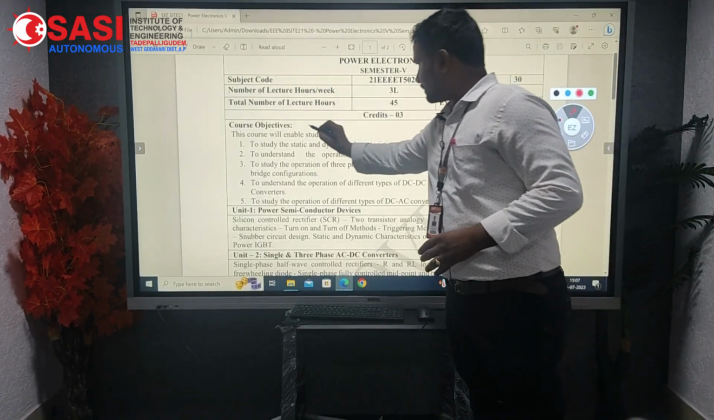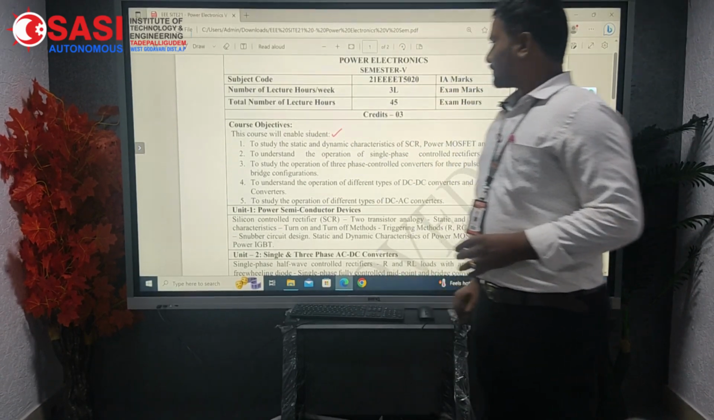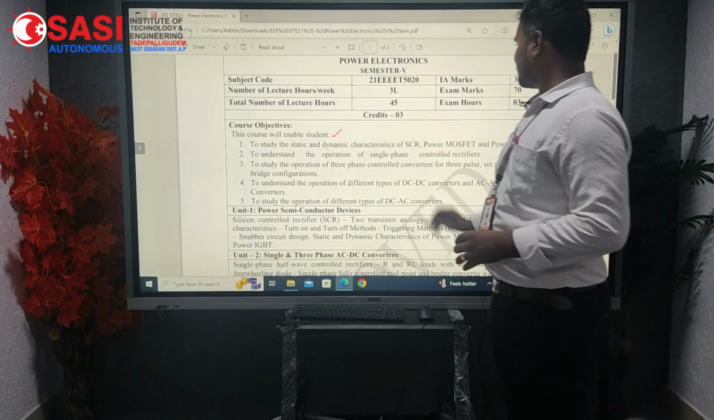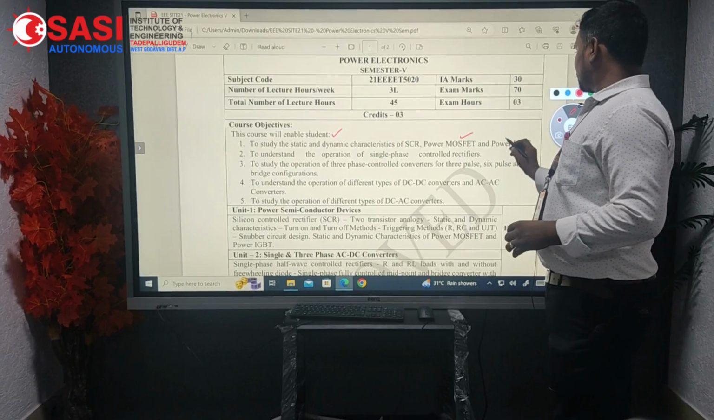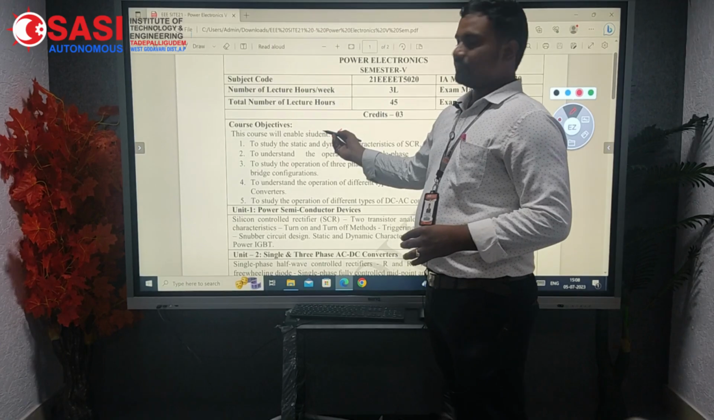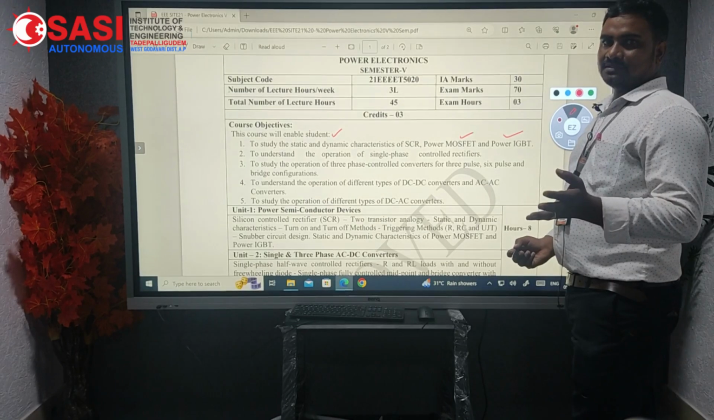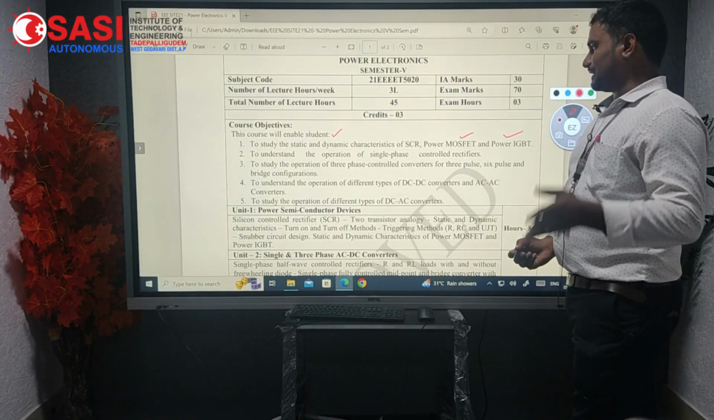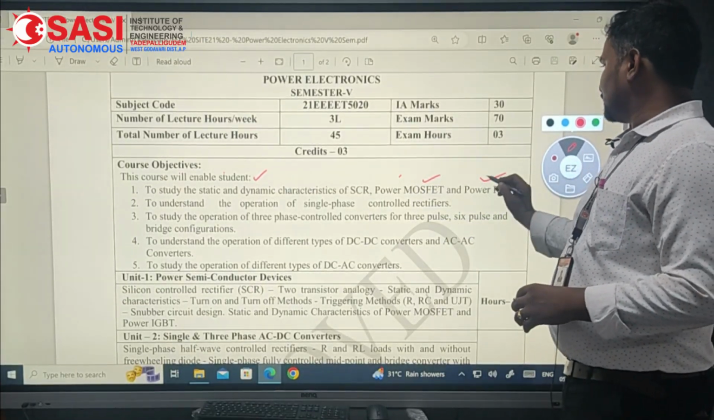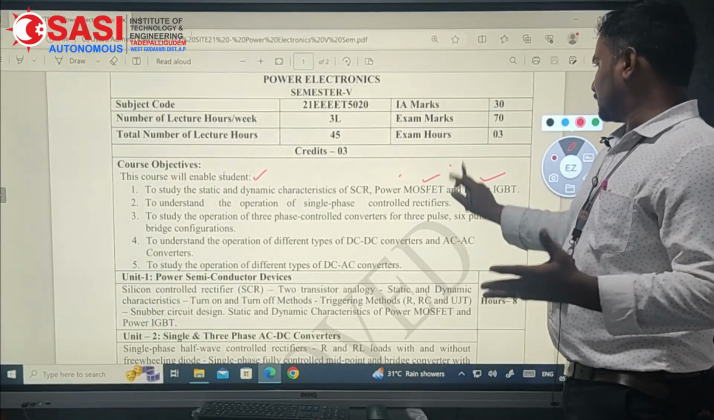So here we have 5 course outcomes in this course. One is to study the static and dynamic characteristics of the SCR, power MOSFET, power IGBT. From this first objective, we are going to study the static and dynamic characteristics of SCR, that means silicon controlled rectifiers, or you can call them thyristors. Along with that, we have power MOSFET configuration and IGBT. Here also we are going to study the switching characteristics of the two power devices.